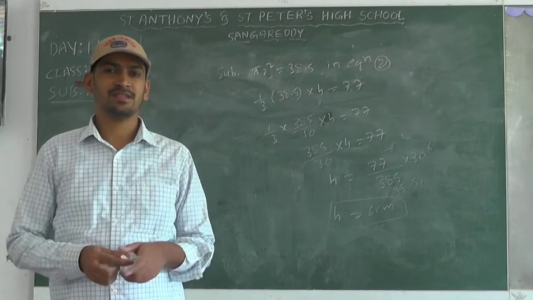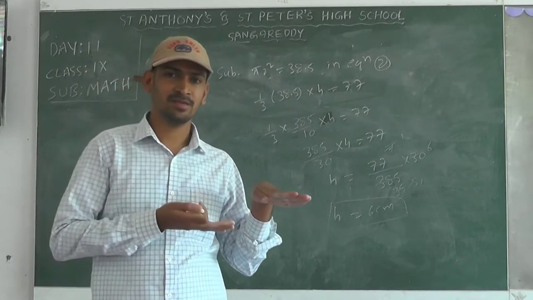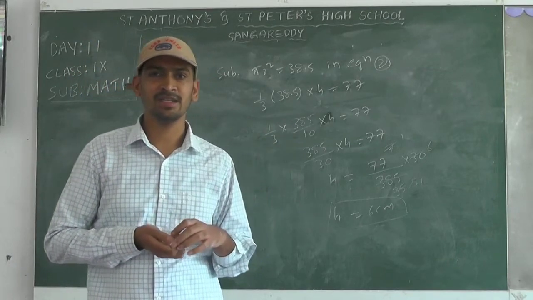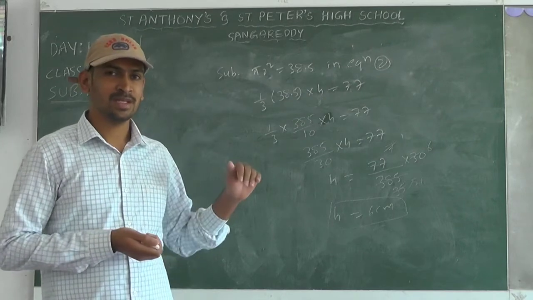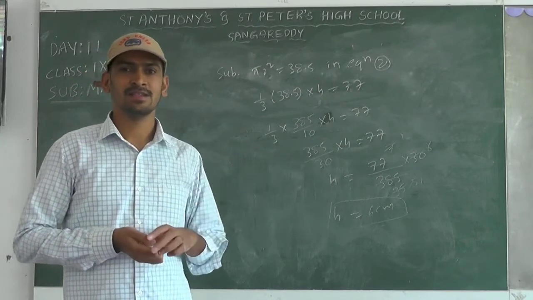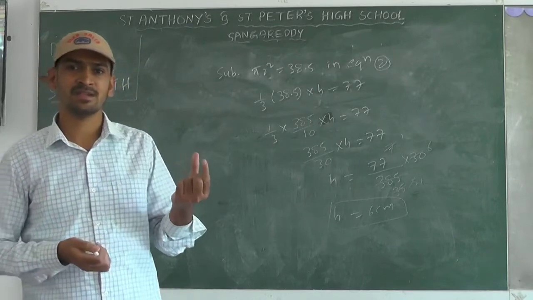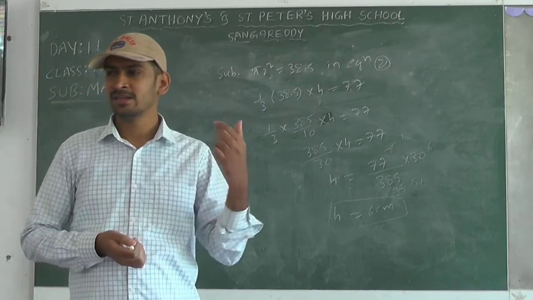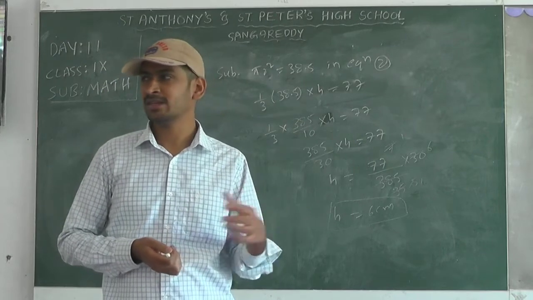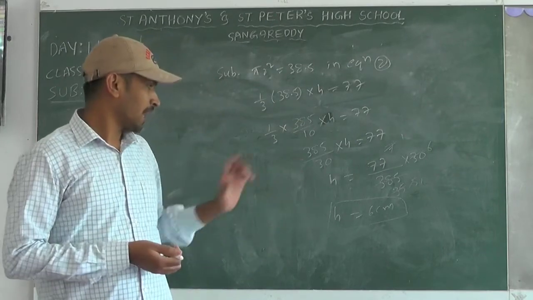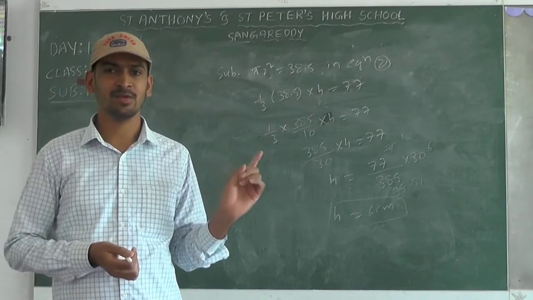So what we did first: the area of the base is given by pi r square, that is 38.5. The volume of the cone is given by 1 by 3 pi r square h, that is 77 centimeter cube. In that second equation, substitute pi r square, that is nothing but 38.5. Then you will get the height of the cone.